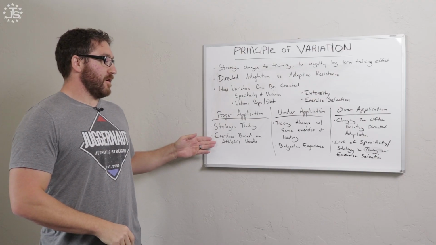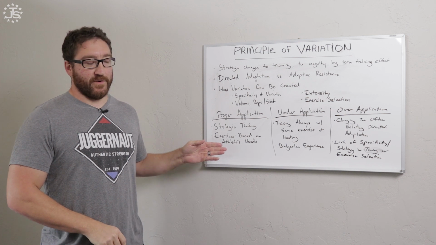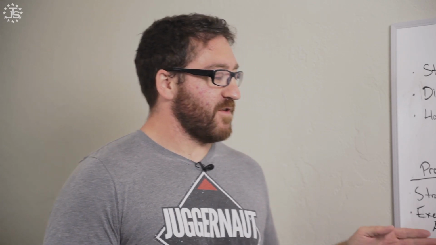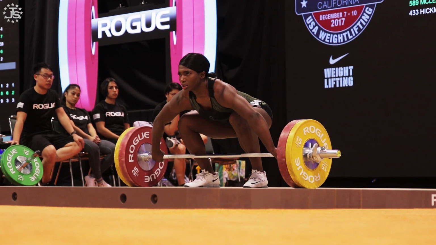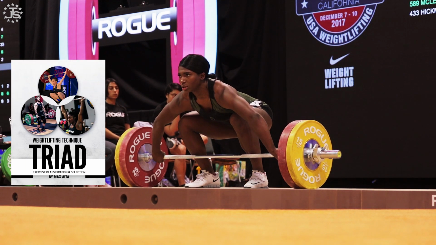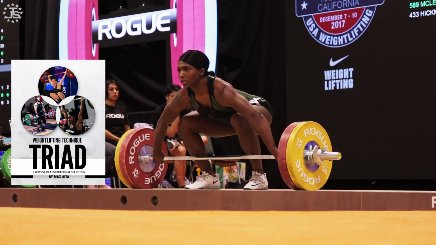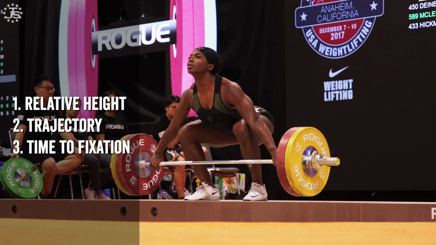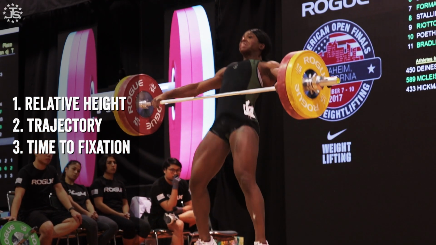Looking at the other proper application of variation, the exercises need to be based on athletes' needs. It's extremely important that the variations we choose, while removed from specificity to some degree, do affect the athlete's weaknesses. If you look into my book, Weightlifting Technique Triad, we break down the technique of the Olympic lifts into 3 basic components: relative height of the bar, trajectory of the bar, and the time to fixation.